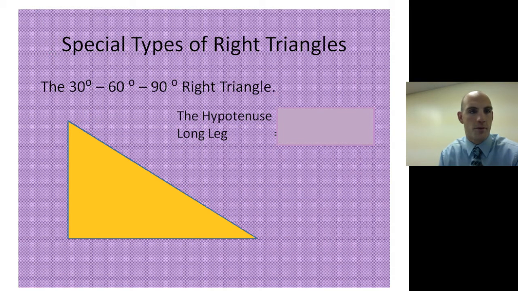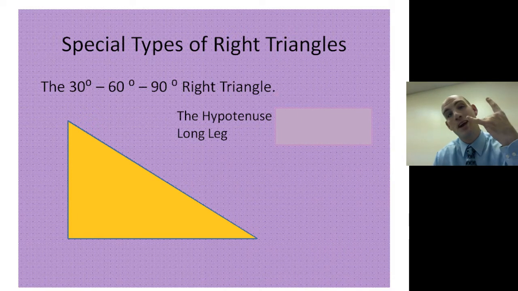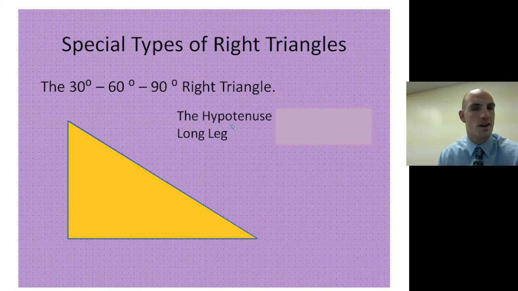This is also something that we aren't necessarily having our first go around with. And so when we talk about special right triangles, we have two types of special right triangles. The first type is the 30, 60, 90.